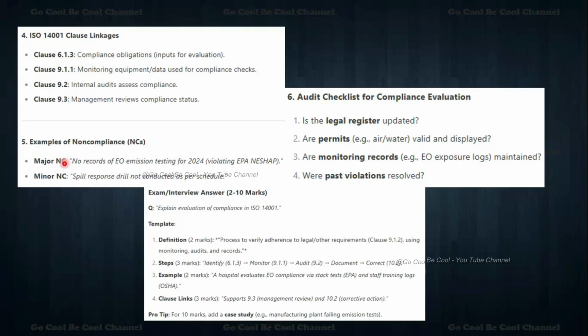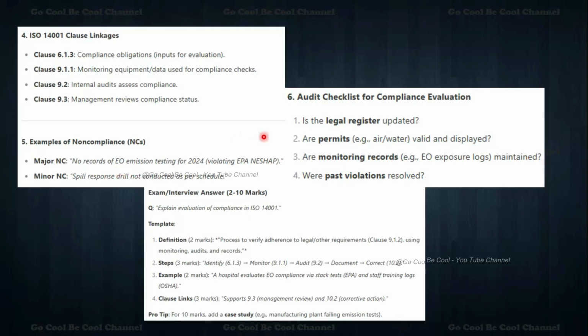Fifth one is examples of non-compliance. Major NC: no records of EO emission tests. These are all the areas I am highlighting because if they ask a 15 mark question, you can write all those kinds of things. For a 10 mark question, you can minimize, you can only write down the titles, more than enough. Understand what context is given as far as the question is concerned, then you can write it out.